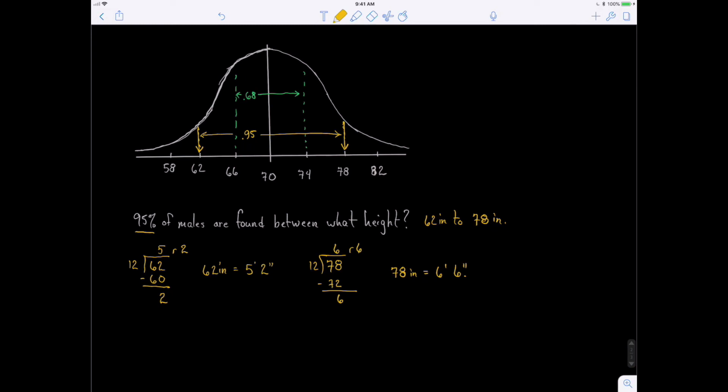And that is how we apply the empirical rule and make the transition from the standard normal distribution to the normal distribution.